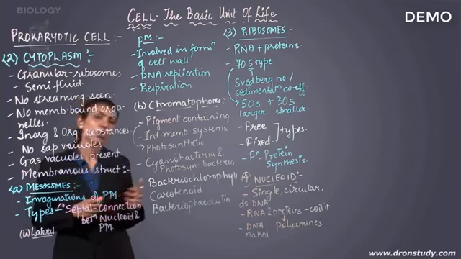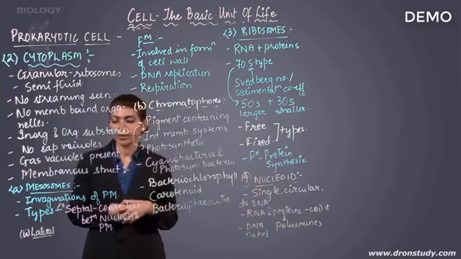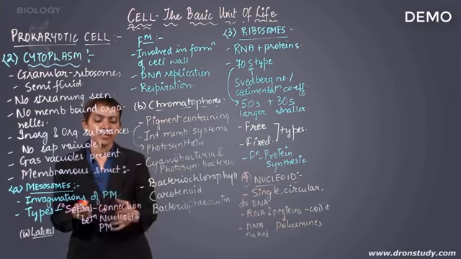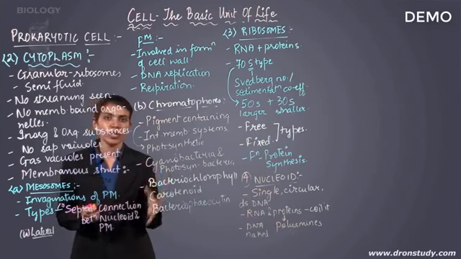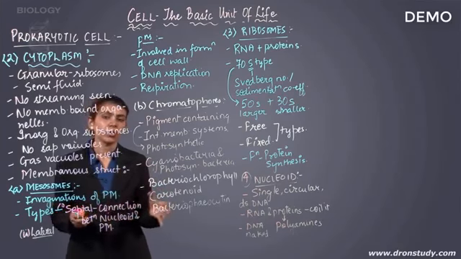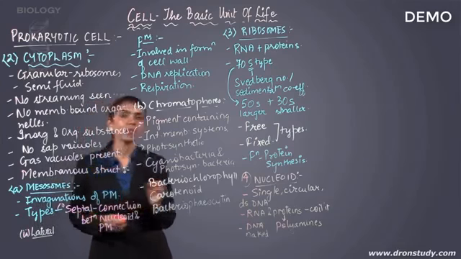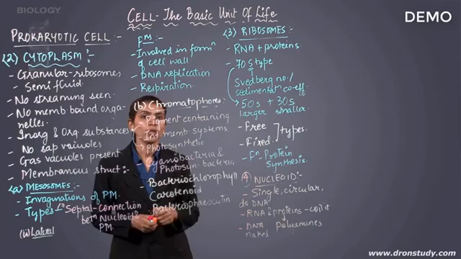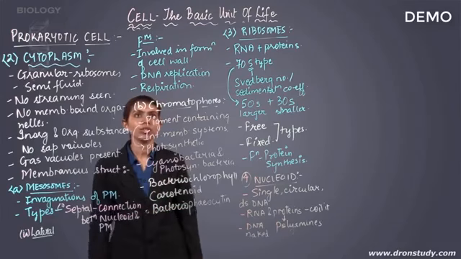Mesosomes are infoldings or invaginations of the plasma membrane. And there are two types of mesosomes, septal and lateral. The septal ones connect the nucleoid and the plasma membrane. The lateral are not connected to the nucleoid. Functions of the mesosomes are that they are involved in formation of the cell wall. They help in DNA replication and they also help in respiration.